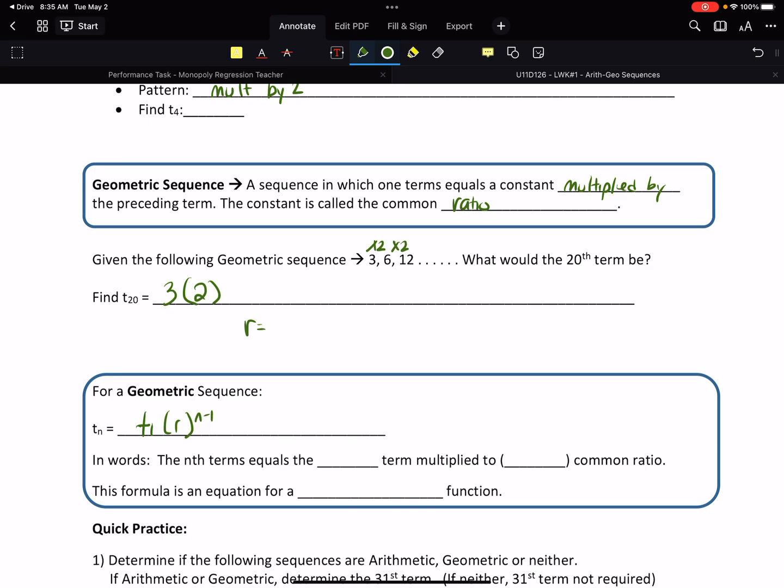And just like in the previous step, how do we find R? T2 divided by T1 needs to be the exact same thing as T3 divided by T2. In this case, 6 divided by 3, 12 divided by 6 gives us 2. Raised to the 20 minus 1. All right, going to be a super large number here. We type into our calc, 1,572,864. And again, there's how we find our R value.